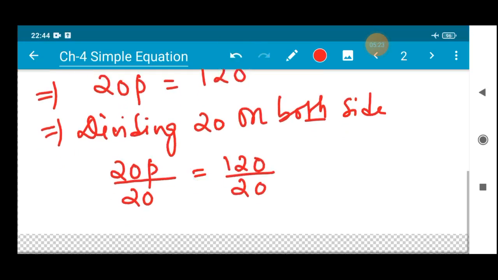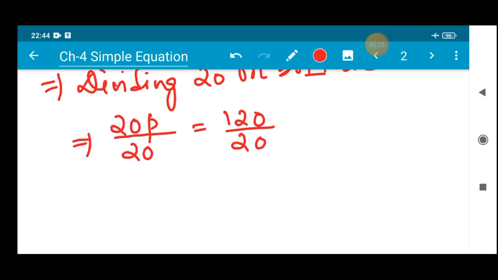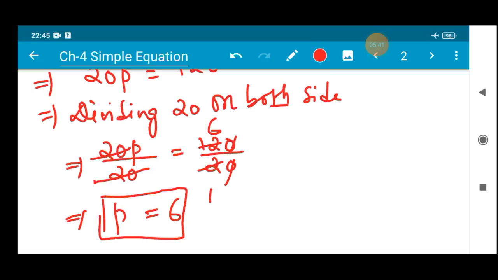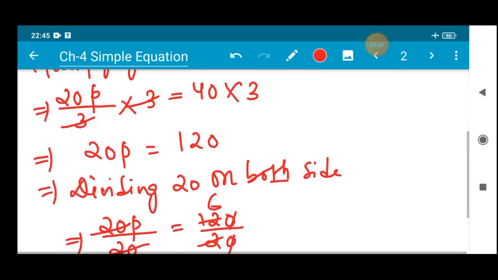120 divided by 20, as we have divided 20 on both sides, so 20 gets cancelled out, only p will be remaining there. So that is why we are dividing 20 on both sides. So if I cut this 0 and 0, 2 1s are 2, 2 6s are 12, so the value of p will be 6 here. The value of p will be 6, isn't it? So I hope you have understood this.